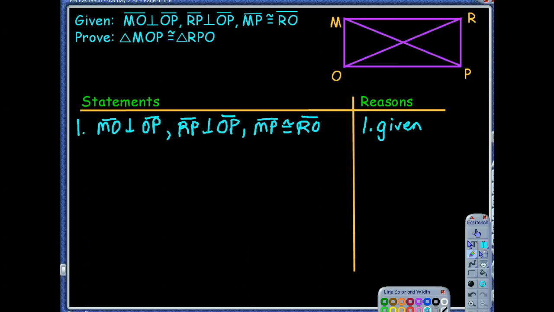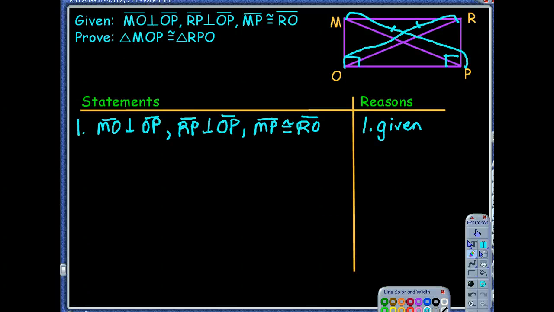It says segment MO is perpendicular to OP. So I'm going to go ahead and label that. We'll need to establish what that means. Segment RP is perpendicular to segment OP. So there's that. Segment MP is congruent to segment RO. So there's that. Anytime they kind of cross, just be careful how you label it. Something you might even do is just redraw it. Yeah, that's what I would think too.